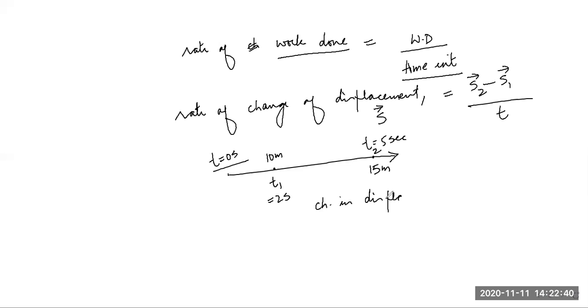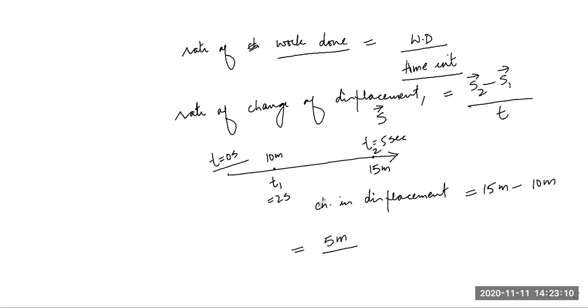Change in displacement. 5 meters. Correct. Here the displacement is 10 meter, final displacement minus initial displacement. Now what is the rate of change of displacement? S2 minus S1 divided by T. What will be the rate of change of displacement? Change in displacement, that is 5 meter, divided by how much time taken to change its displacement?